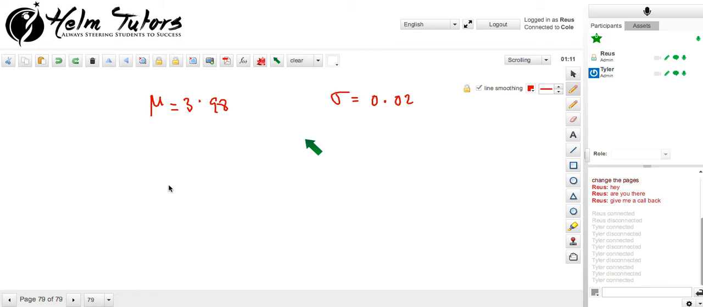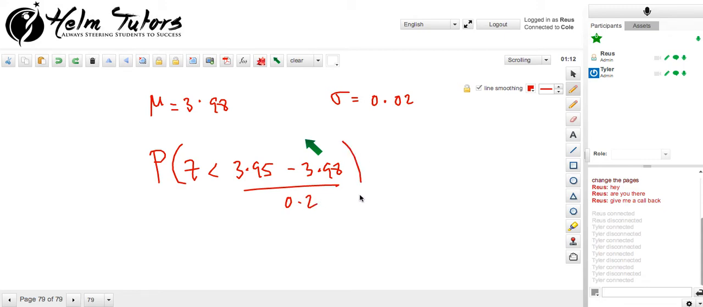What are you doing for this one? I'm trying to figure out how much information there is below the set, below two standard deviations to the left. Is that wrong? Why would you not do P of Z is less than 3.95 minus 3.98 over 0.2, plus P of, what do you think I should write on this part?